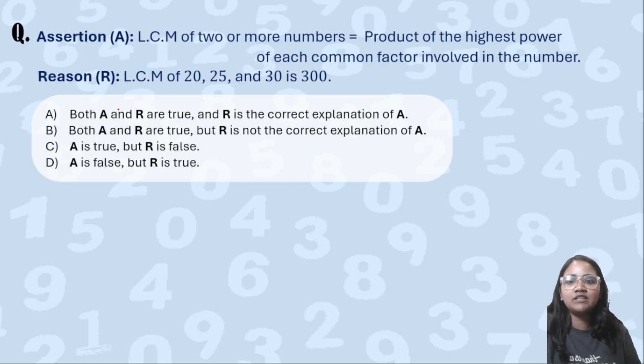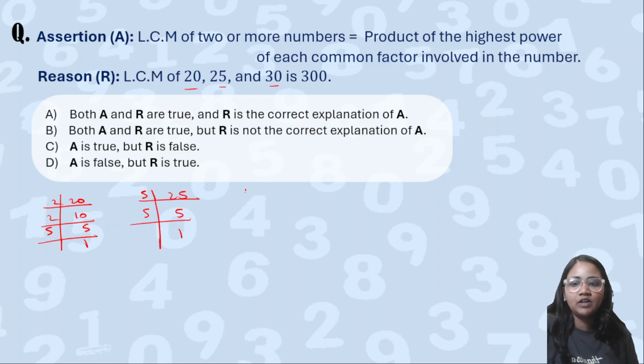Let's first calculate the LCM of 20, 25 and 30. Okay. Prime factorization. We will do prime factorization. 20, 2, 10, 2, 5 and 5, 1. This is the prime factorization. Okay. 25, let's see 25. We all know 25 is 5 square. 5, 5, 1. Okay. 30, let's see 30. 2, 15, 3, 5 and 5, 1. This is the prime factorizations of each of them.